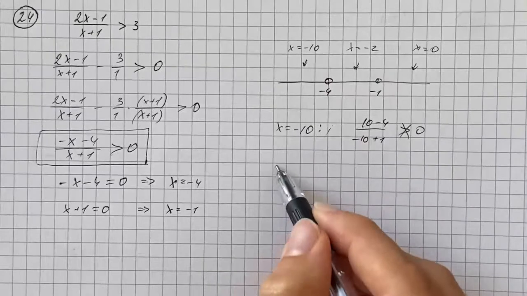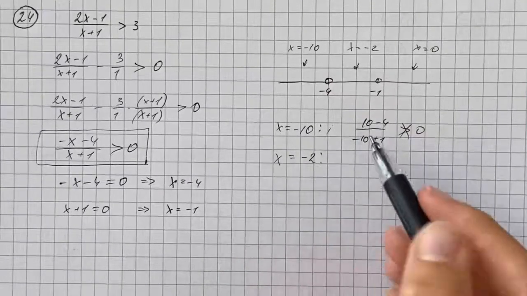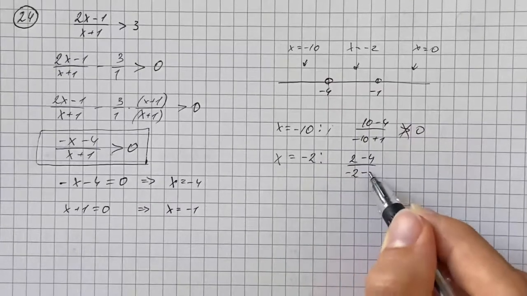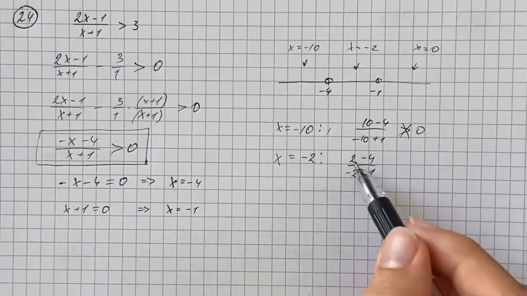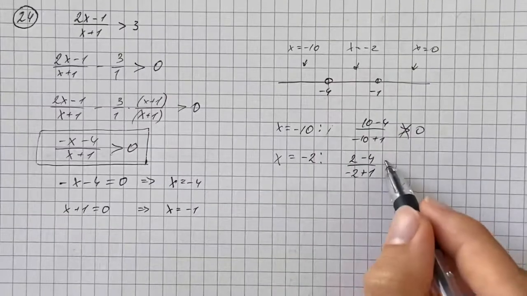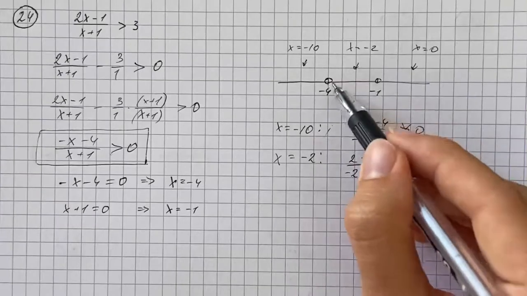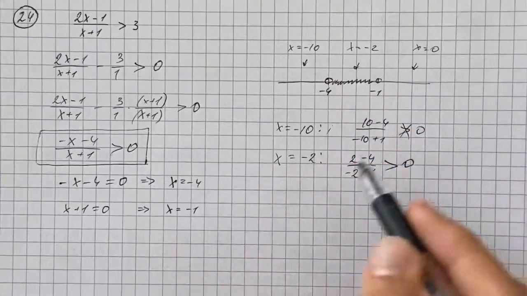Now we're going to check x equals negative 2, and that's going to be negative of negative 2, which is 2, minus 4, over negative 2 plus 1, and therefore we get negative 2 over negative 1, so that's going to be a positive number, which is greater than 0. So all numbers between negative 4 and negative 1 work for us.